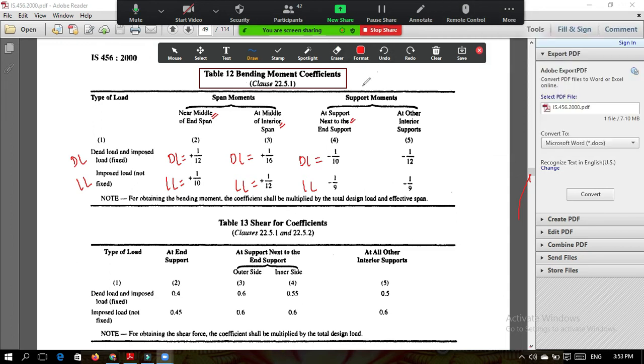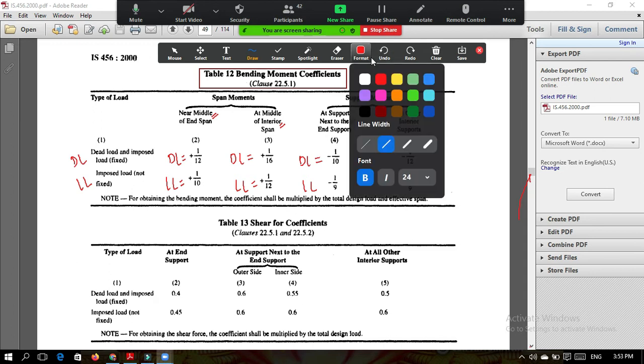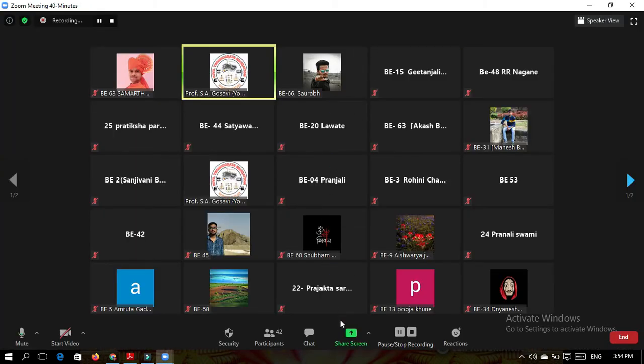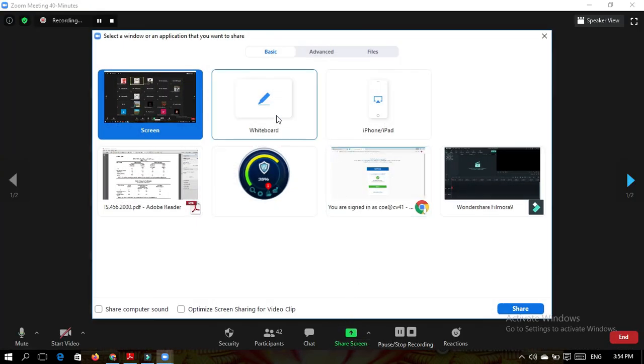Now we will move back to our board. Here you should see that at middle of end span these are the coefficients, at support next to end support these are the coefficients, and at the middle of interior span these are the coefficients. They have told that the coefficient shall be multiplied by total design load and effective span squared, so the multiplication will be there. These coefficients into WL square, that formula you should take. Now again coming back to our whiteboard.